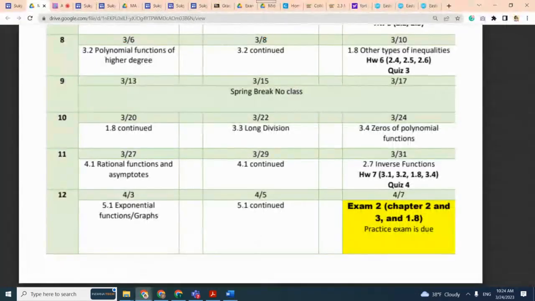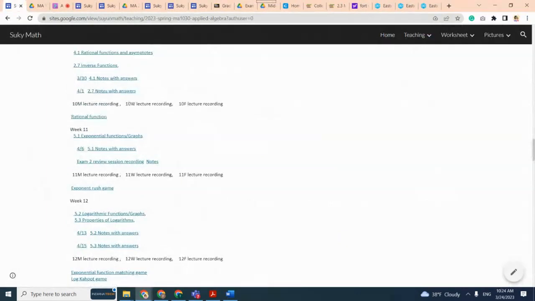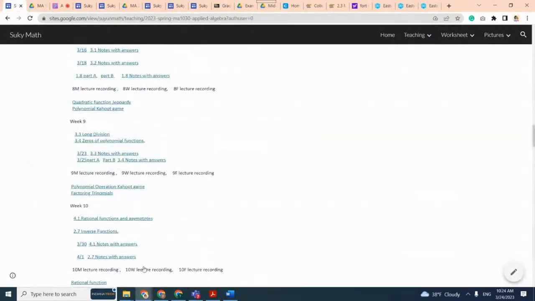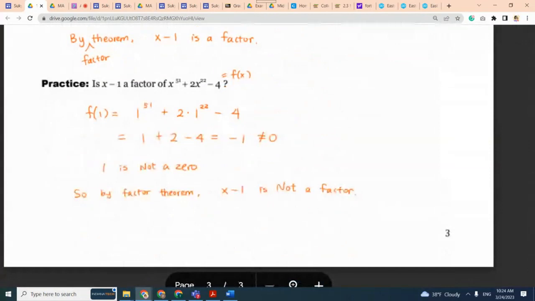So let's check our work. This is 3.3. Okay, so right. Yes. So you plug in 1 and you get negative 1, right, everybody? So it's non-zero. Therefore, 1 is not a 0. By the factor theorem, x minus 1 is not a factor. Okay, everybody?